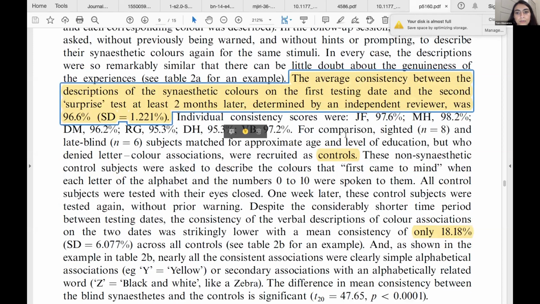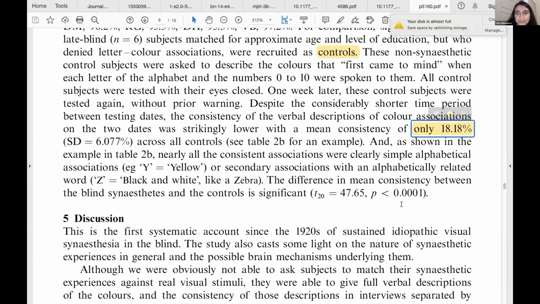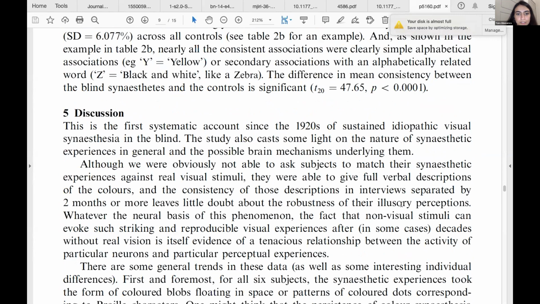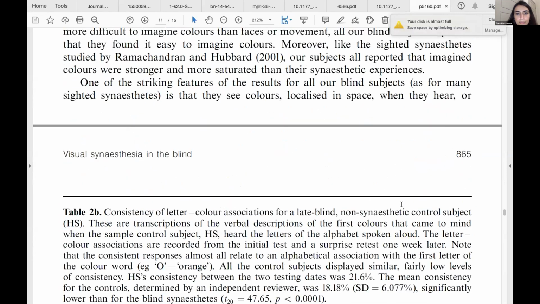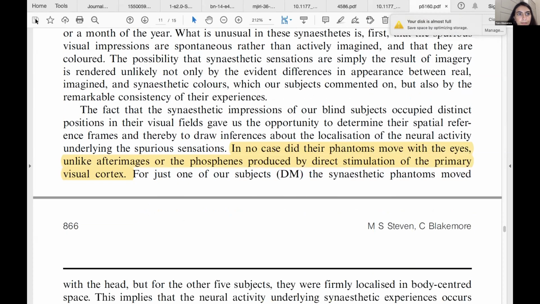However, for control subjects who did not have synesthesia, even though the dates were closer, a week apart, the consistency was only 18.8%. I'm not sure, to be honest, what measurement or standard they used to gauge that consistency, however, that's the percentage that I was able to find.